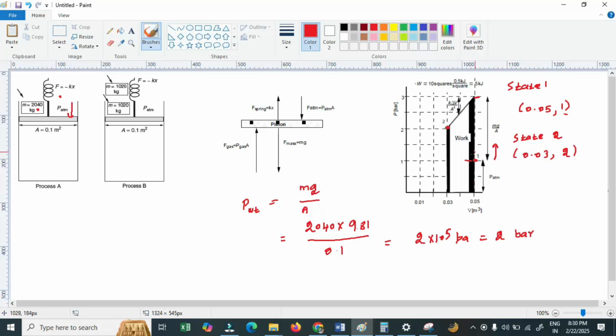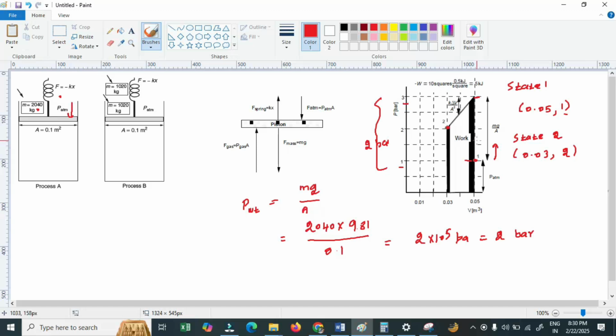That is why, if you look at the figure which I have given here, the piston moves from here to here. The difference is 1, 2, 3. It is nothing but 2 bar. Now the moment I place the weight, the piston moves from here to here. So I found the path.